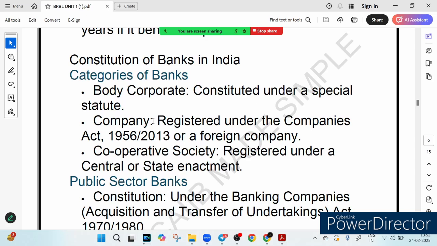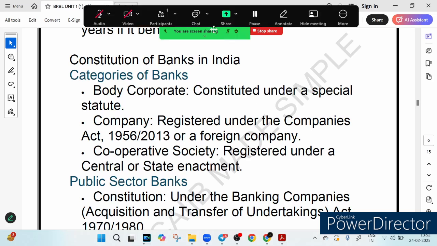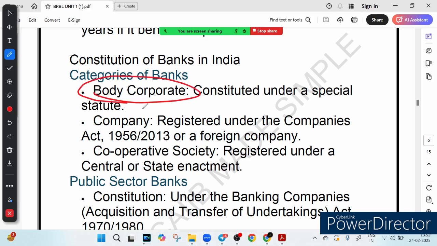First thing is that banks in India can be categorized into different types based on their constitution or their formation. There are 3 main categories. The first is called body corporate. What is the meaning of body corporate? These are the banks that are created by a special law or statute. Think of them as special purpose banks created to handle a specific need, right? That is called body corporate.